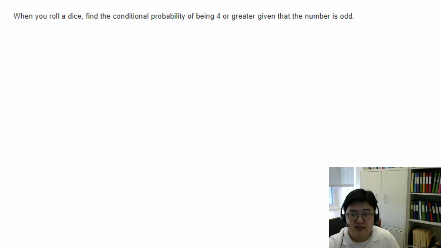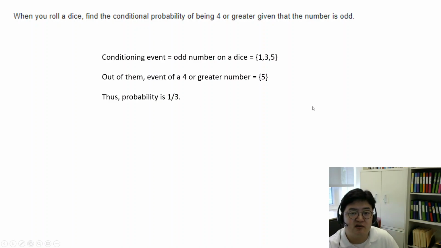When you throw a dice, if the outcome is odd, then you record the outcome as data. But if your outcome is even, then you don't record that, or just delete that record. So you only choose odd numbers after rolling a dice, and then check the proportion of outcomes being 4 or greater, right? So pretty simple. The idea is like this.